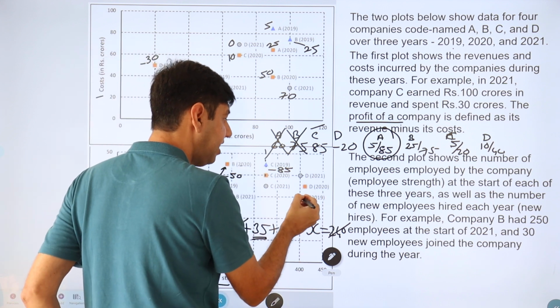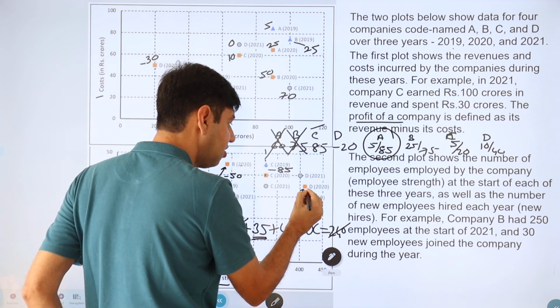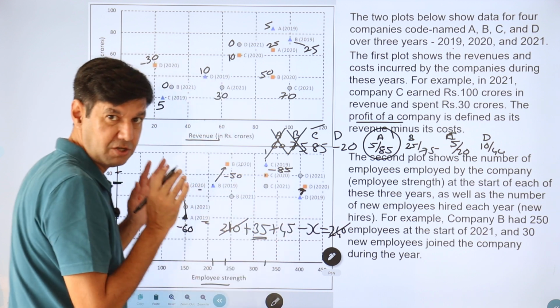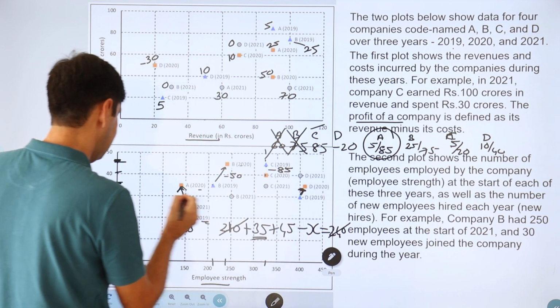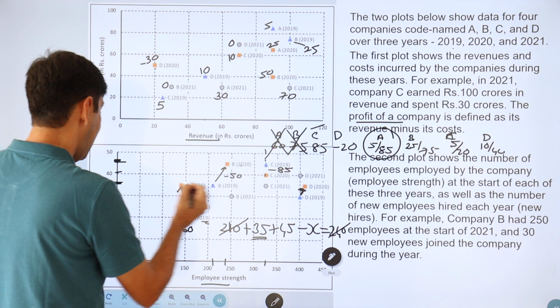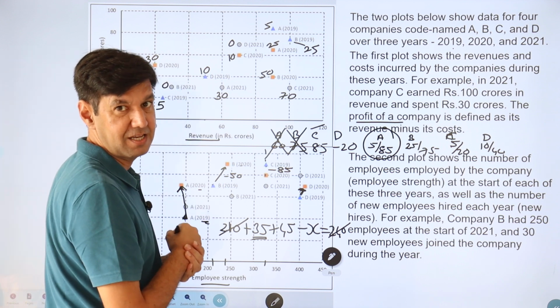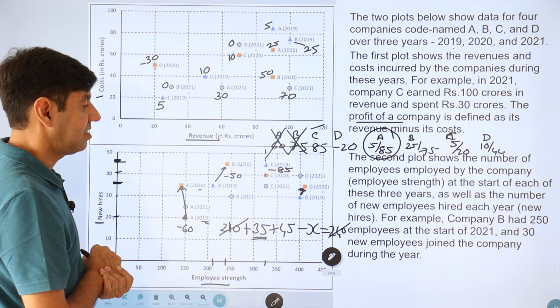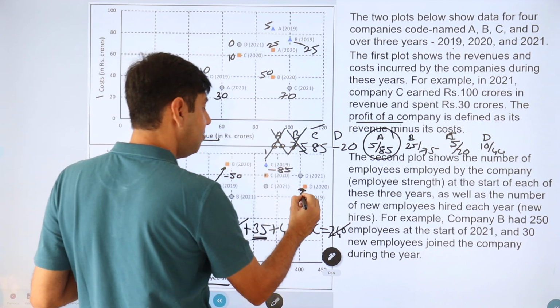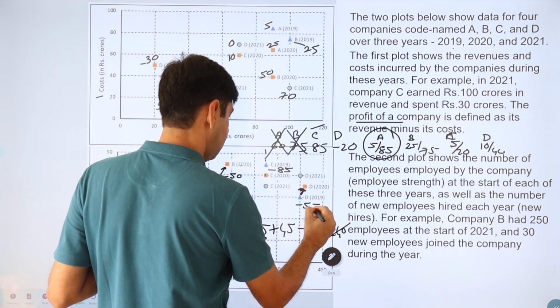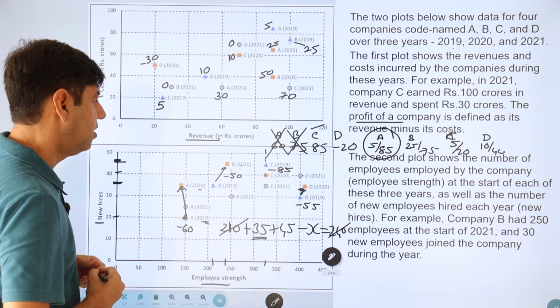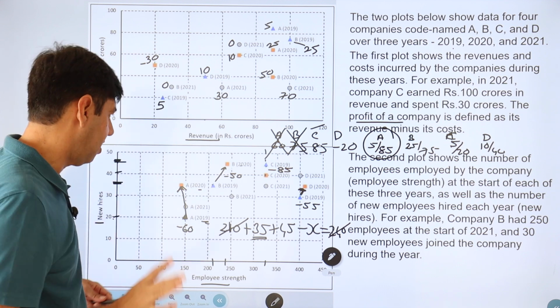In D from 19 to 20, there is an increase of 10 people. So 10 people, let's say they retained, but the joinees were 30 and 35. 30 and 35 are 65. 10 remained, so 55 reduced. This is pretty close to that. I hope my numbers and all are okay.